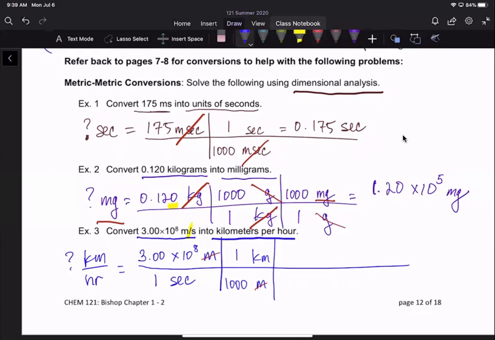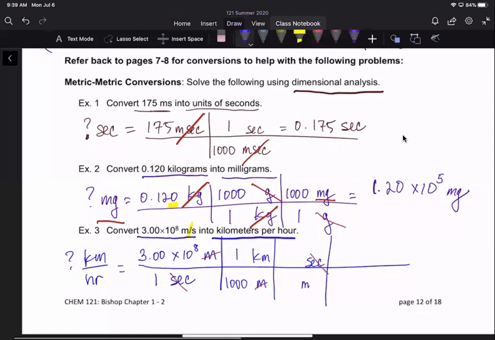Next up, we have hours in the denominator, so we need to get those in there somehow from seconds. We don't have seconds over there, so I'm going to multiply seconds on the top so that they cancel, and come up with relationships that will get me closer to hours. Now I like to go through minutes because I know 1 minute has 60 seconds.